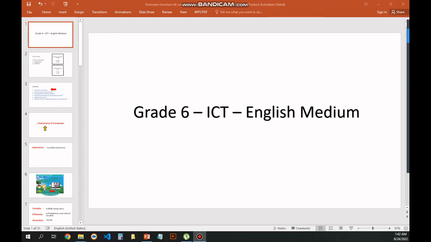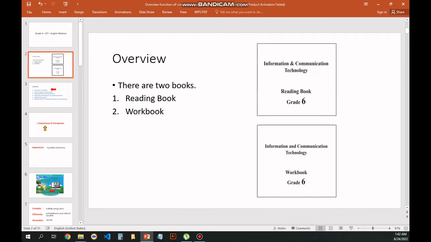First thing that you need to know, here you can see on the screen now, are the things that you must know about the grade 6 ICT. There are two books. One is called the reading book, the other one is the workbook. In order to follow this course, you need to have these two books. If you don't have them, you can let me know through a comment, and I'll help you find the books. Those are available on the internet. I'll send them to you. If you don't have them, please let me know.